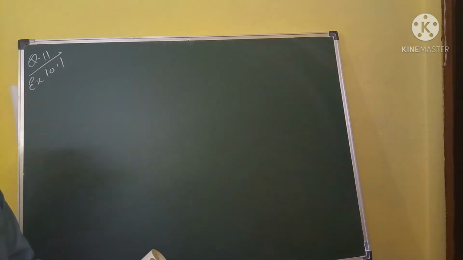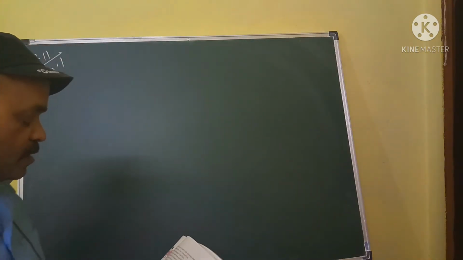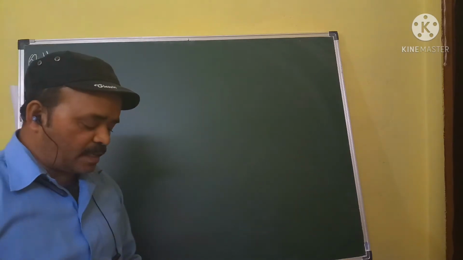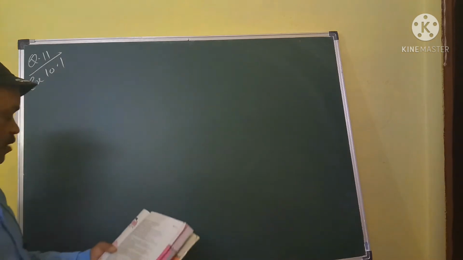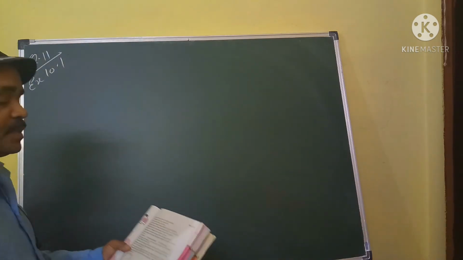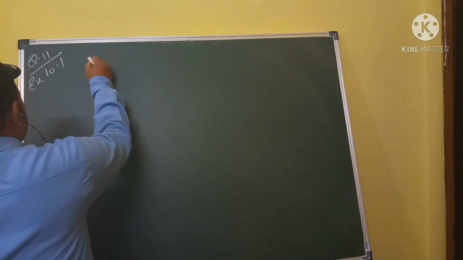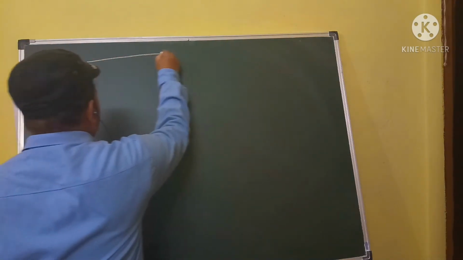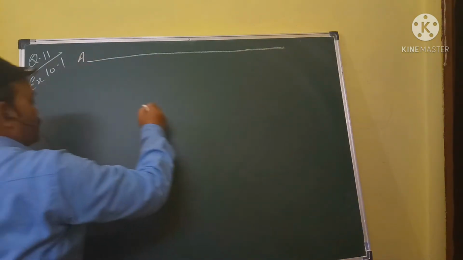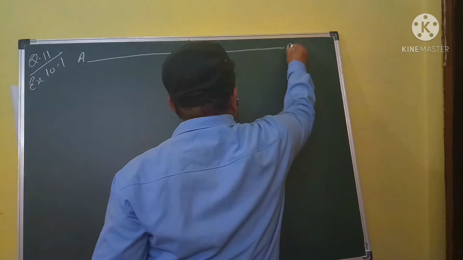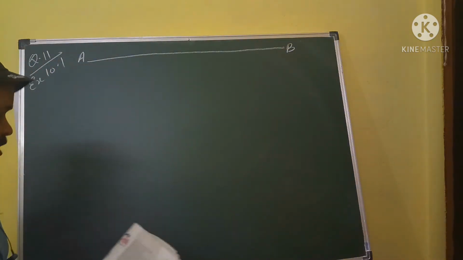Okay, my dear student, in this question a piece of string is 30 centimeter long. What will be the length of each side if the string is used? Now look here, a piece of string is 30 centimeter long. Suppose this is one string AB. Suppose AB is one string and this string is 30 centimeter long.